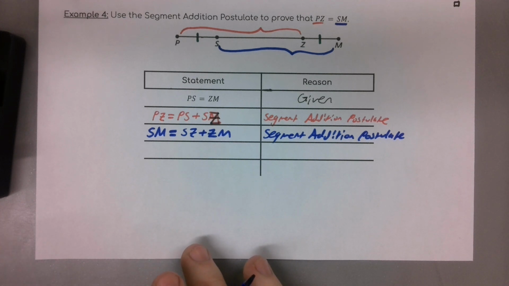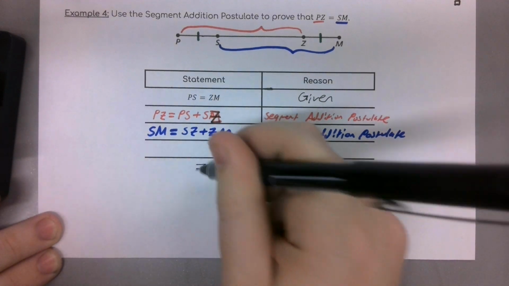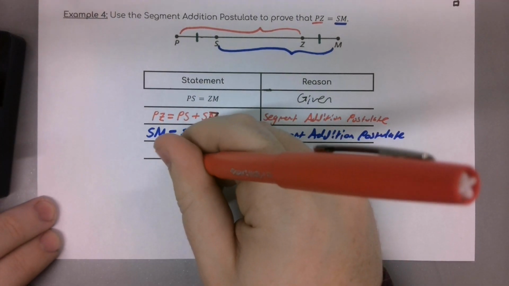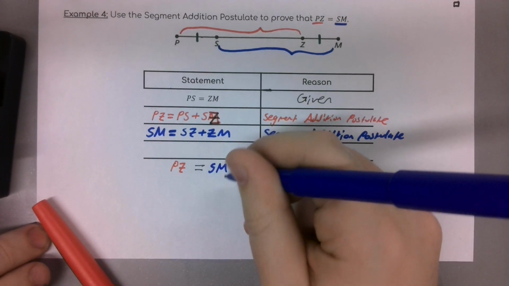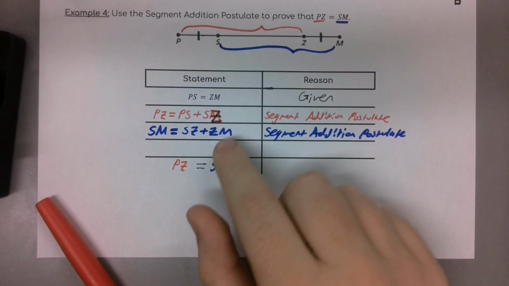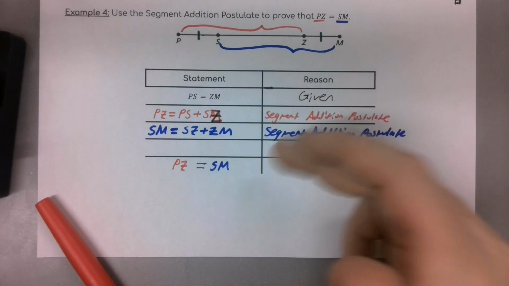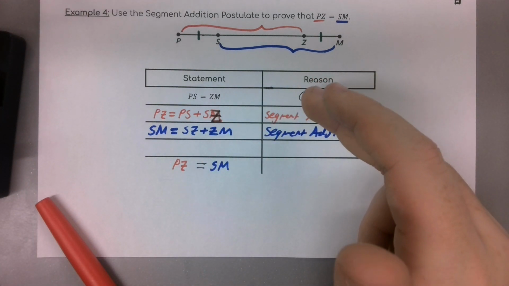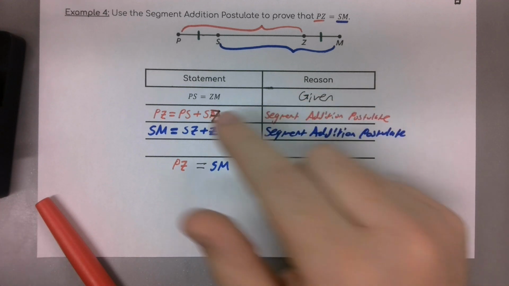I wish to inform you that this next step is tough to see. Eventually, we do want to have PZ equals SM, right? That's our end goal. That's what we're going to want our last step of the table to be. But how do we jump from these three pieces of information to this? It's almost impossible, really, right? Not necessarily. Because consider here.